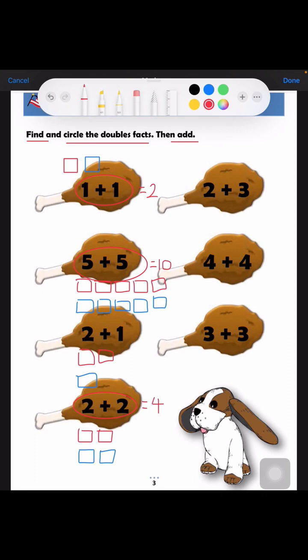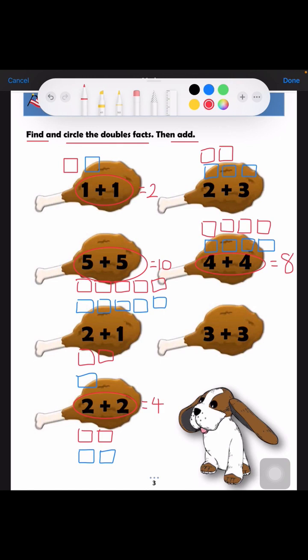How about next one? 2 plus 3. That means 2 blocks plus 3 blocks. Is it a double fact? Are the addends the same? No. How about next one? 4 plus 4. 4 blocks plus 4 blocks. Is it a double fact? Yes, the addends are the same, so we circle it, and 4 plus 4 equals 8.